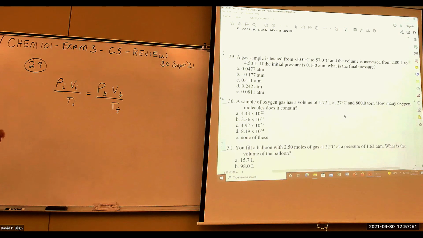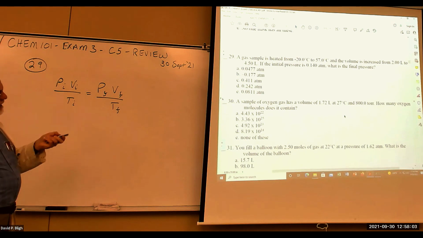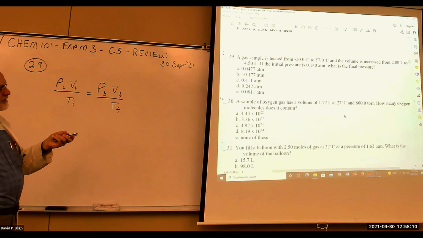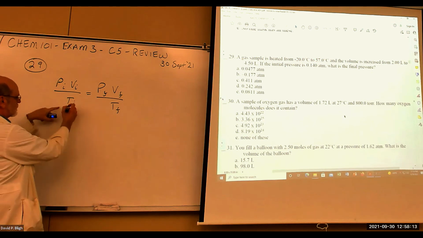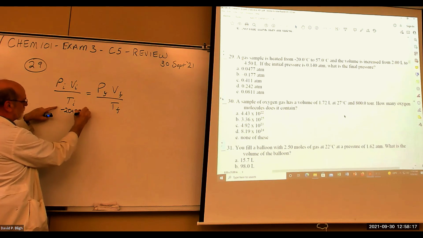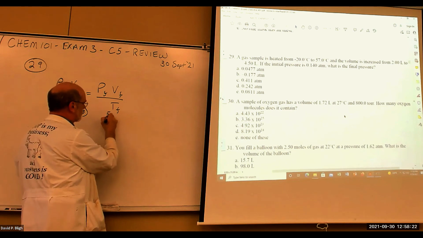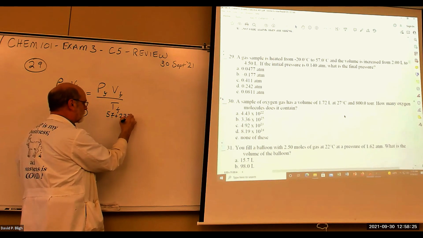Now what we have to do is say, what's initial, what's final? To be sure and get these in the right place. A gas sample is heated from this temperature. Well, let's take them in order. Initial temperature is minus 20 C. Final is 57 C. So this is minus 20 plus 273, right? Final temperature is 57 plus 273.